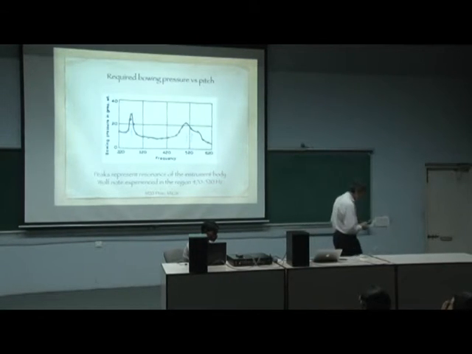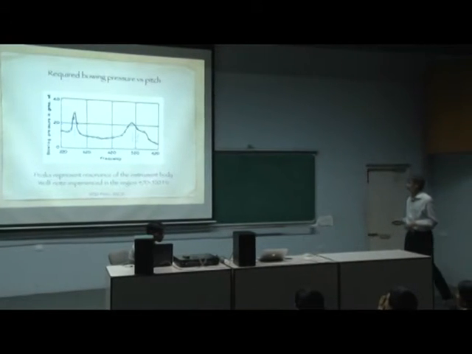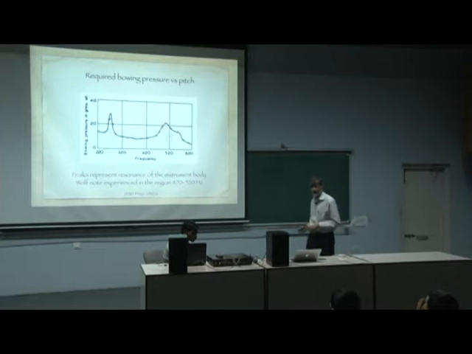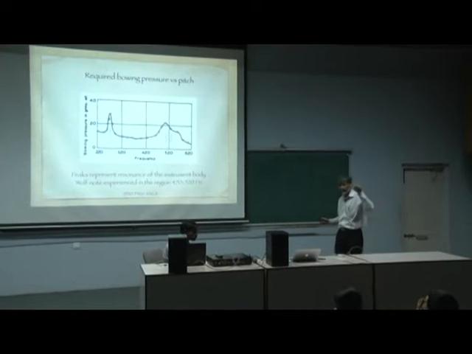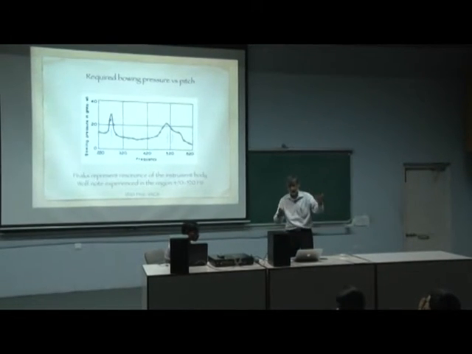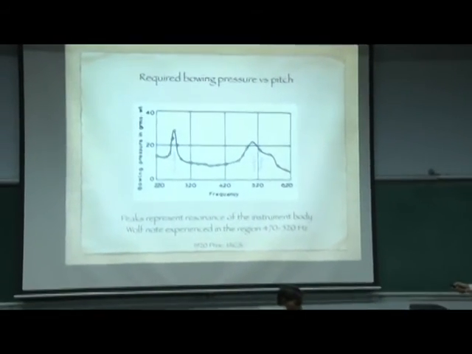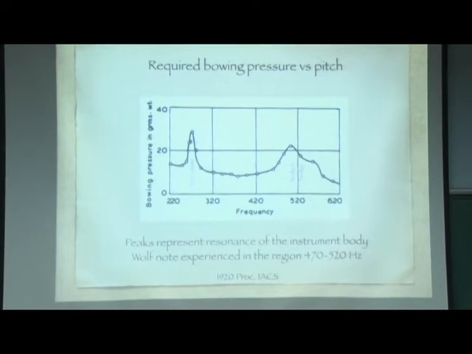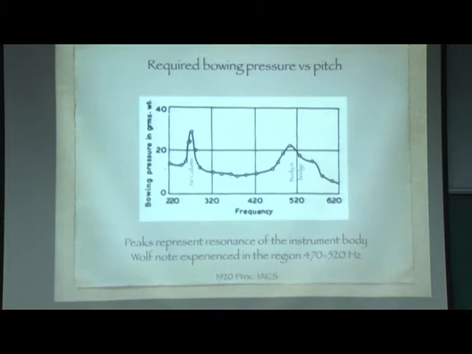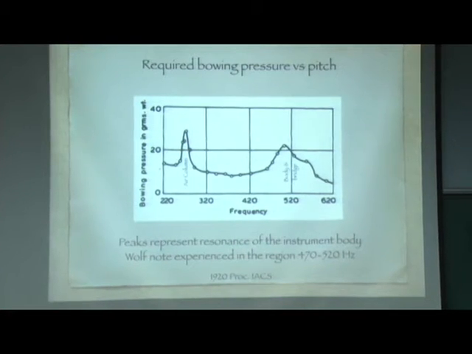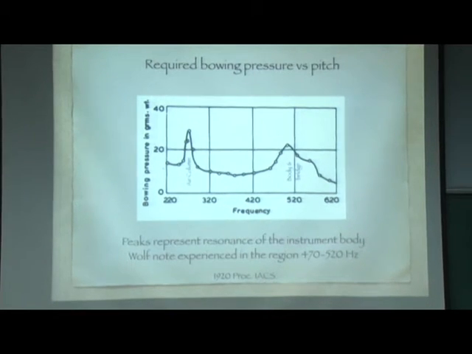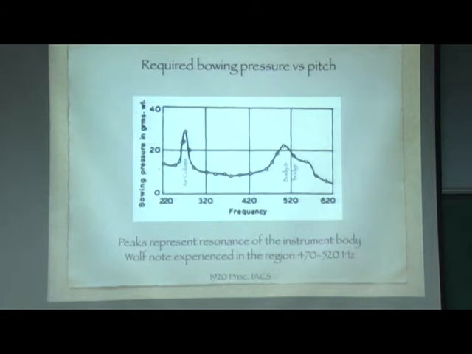One of the things that he noted was that if you look at the required bowing pressure as a function of frequency, at a resonance, you require more bowing pressure because you have to supply more energy. Finally, the energy that the instrument gives out is coming out from your own mechanical energy. So this is the primary note of that string when it's played. But there is a secondary broad resonance. And he correctly identified this as the resonance of the air column inside the body. And this is the resonance of the body and the bridge itself.